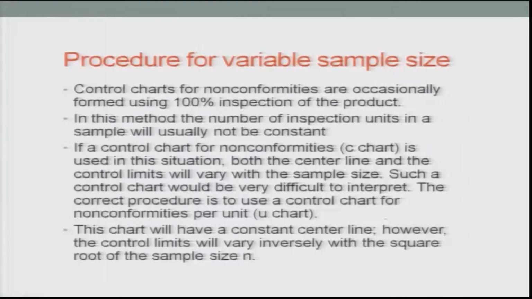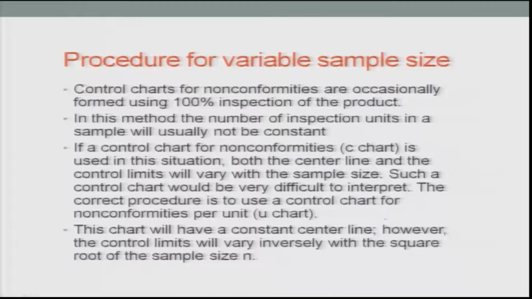Now, procedures for variable sample size. Control charts for non-conformities are occasionally formed using 100% inspection of the products. In this method, the number of inspection units in a sample would usually not be a constraint. So, if a control chart for non-conformities, which is basically the C chart, is used in this situation, both the central line and the control limits will vary with the sample size.